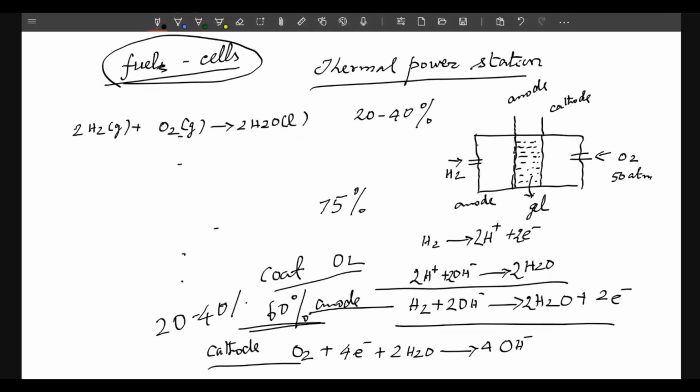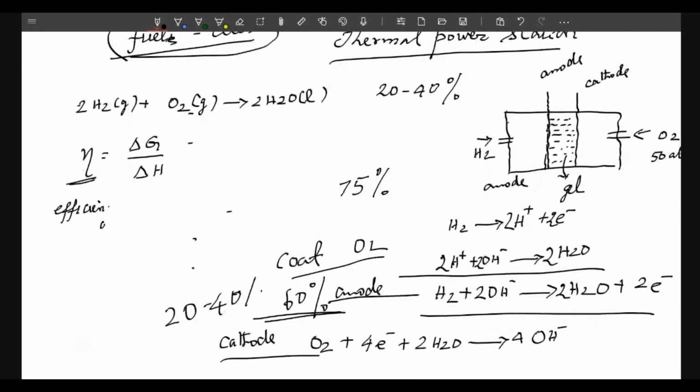Okay, and what is the efficiency of this fuel cell? How would you calculate the efficiency? That can be done by making use of this equation: eta is equal to delta G by delta H, where eta is nothing but the efficiency of the fuel cell. And what is the voltage that would be derived from that fuel cell? For that you should make use of this equation: delta G is equal to minus nFE.